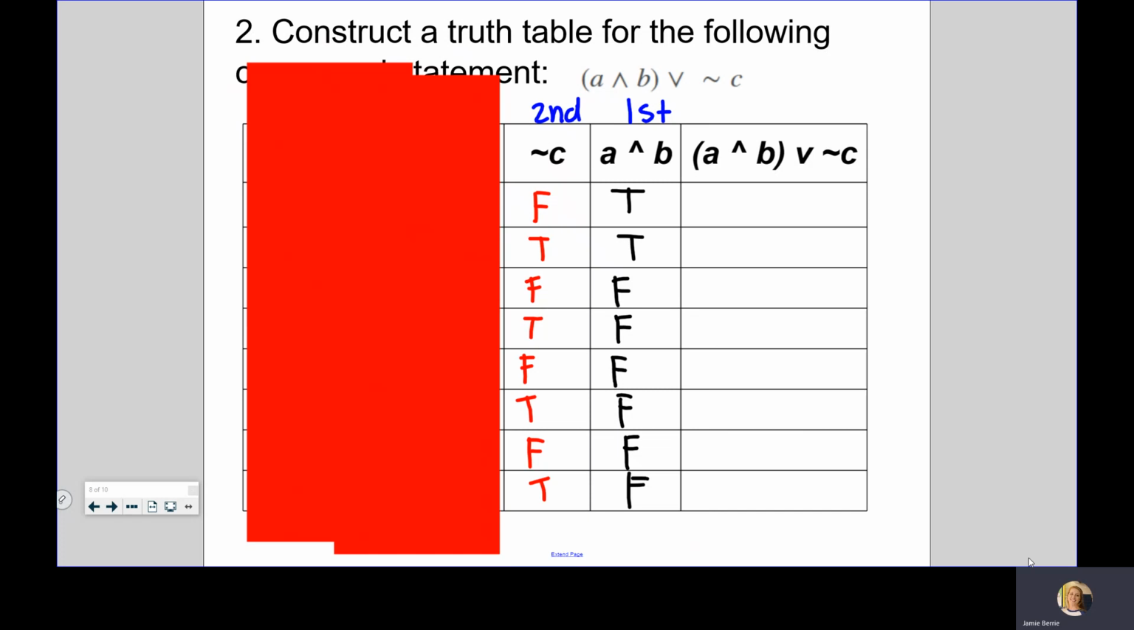Okay, so the rule for OR is it's almost always true, only false if they're both false. All right, so if you see any FFs, three of them. Okay, so this one's going to be, what is this, true or false? False, false, false. False. False. False. Oh, yeah, that's true.